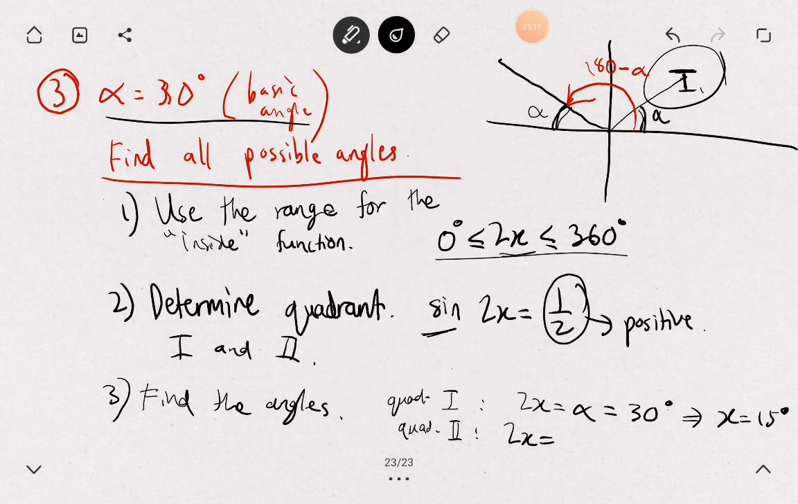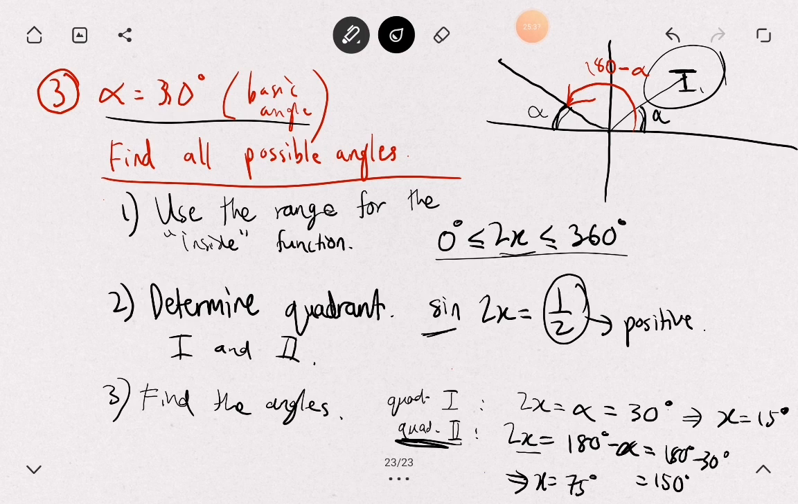The quadrant 2 angle is 180 minus alpha, meaning 180 minus 30. This is 150. So 2x is 150, then x is 75. So our final angles are x is 15 and 75. You write it like this. Alright, so I think this is the end of this video.